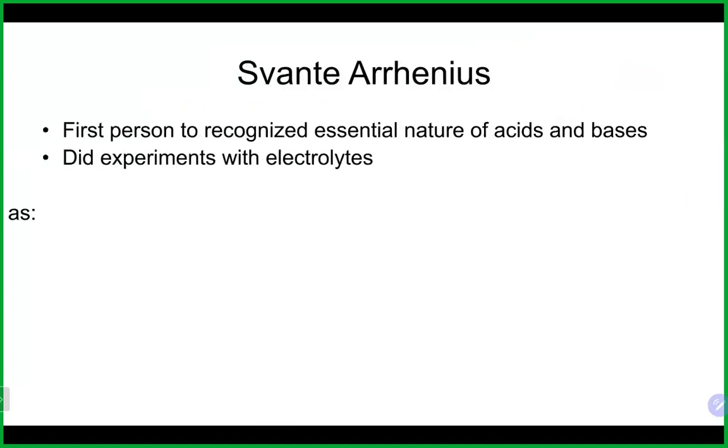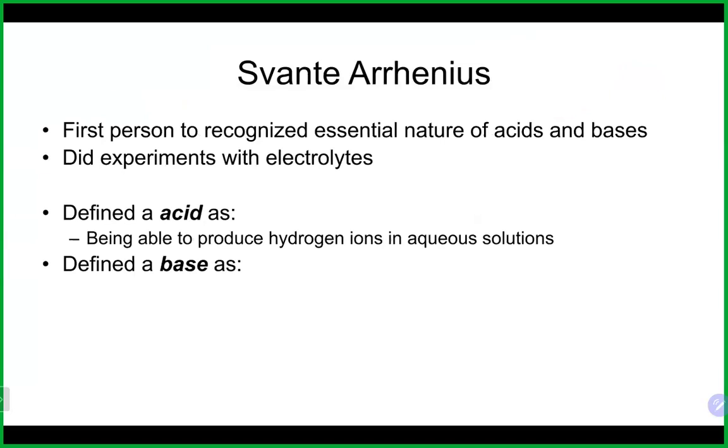So let's talk about an early definition of an acid and base, and this was the one brought by Arrhenius. He did a lot of work with electrolytes, and he described an acid as a substance that's able to produce hydrogen ions in solution. And he described a base as something that is able to produce hydroxide ions in solution as well. As we'll talk about, his definition is a little bit limited.